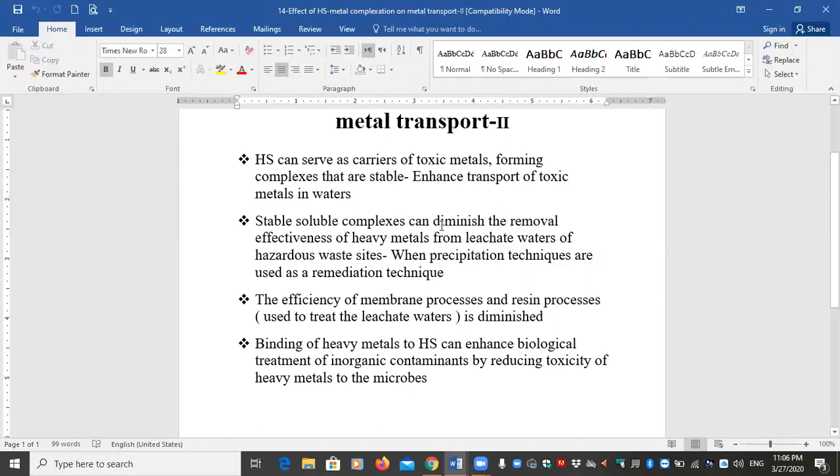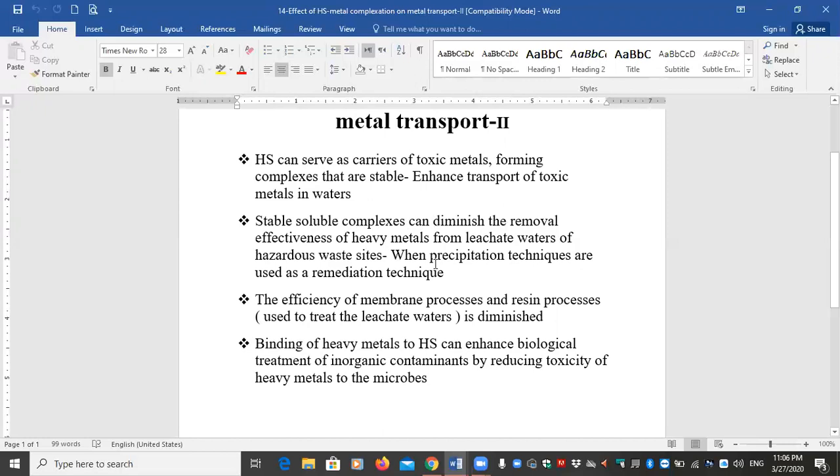Now, if you have humic substances in those waters mixed with the heavy metals, and they form soluble and stable complexes, they will not allow the precipitation to take place. You cannot precipitate them while they are in a complex form with organic compounds.